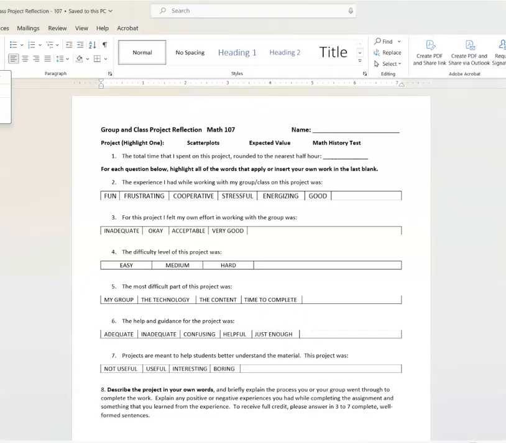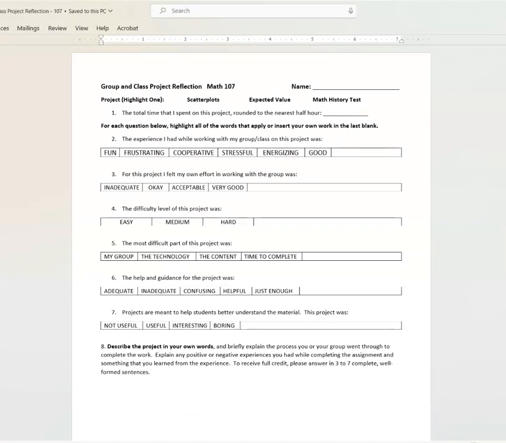For this one, same type of thing. You're going to use this for scatter plots and expected value. And also if you did the group test for the math history test, you're going to use it there. So highlight which one of these you're talking about, and a general idea of how long it took you. And again, the same type of questions.